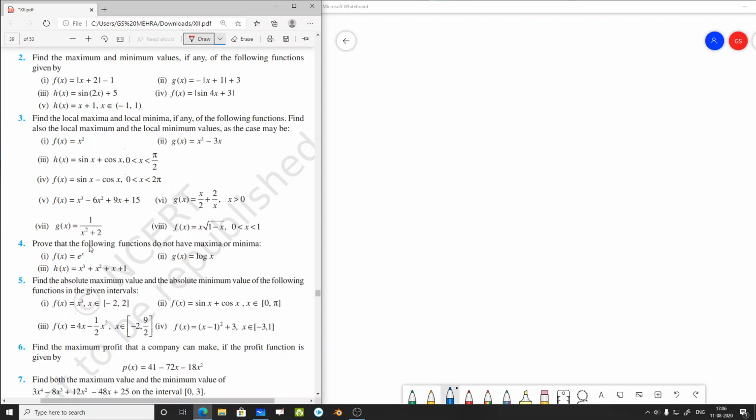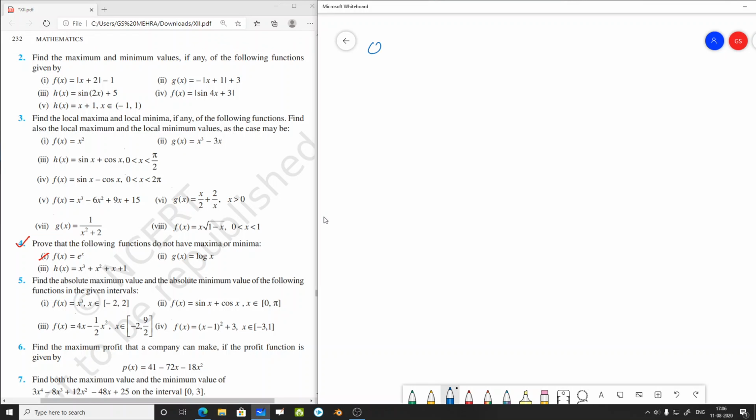Question number 4, prove that the following functions do not have maxima or minima. First part, f(x) equal to e raised to x. So let us solve this. We'll find the derivative of f(x). Therefore, f dash x equal to e raised to x.